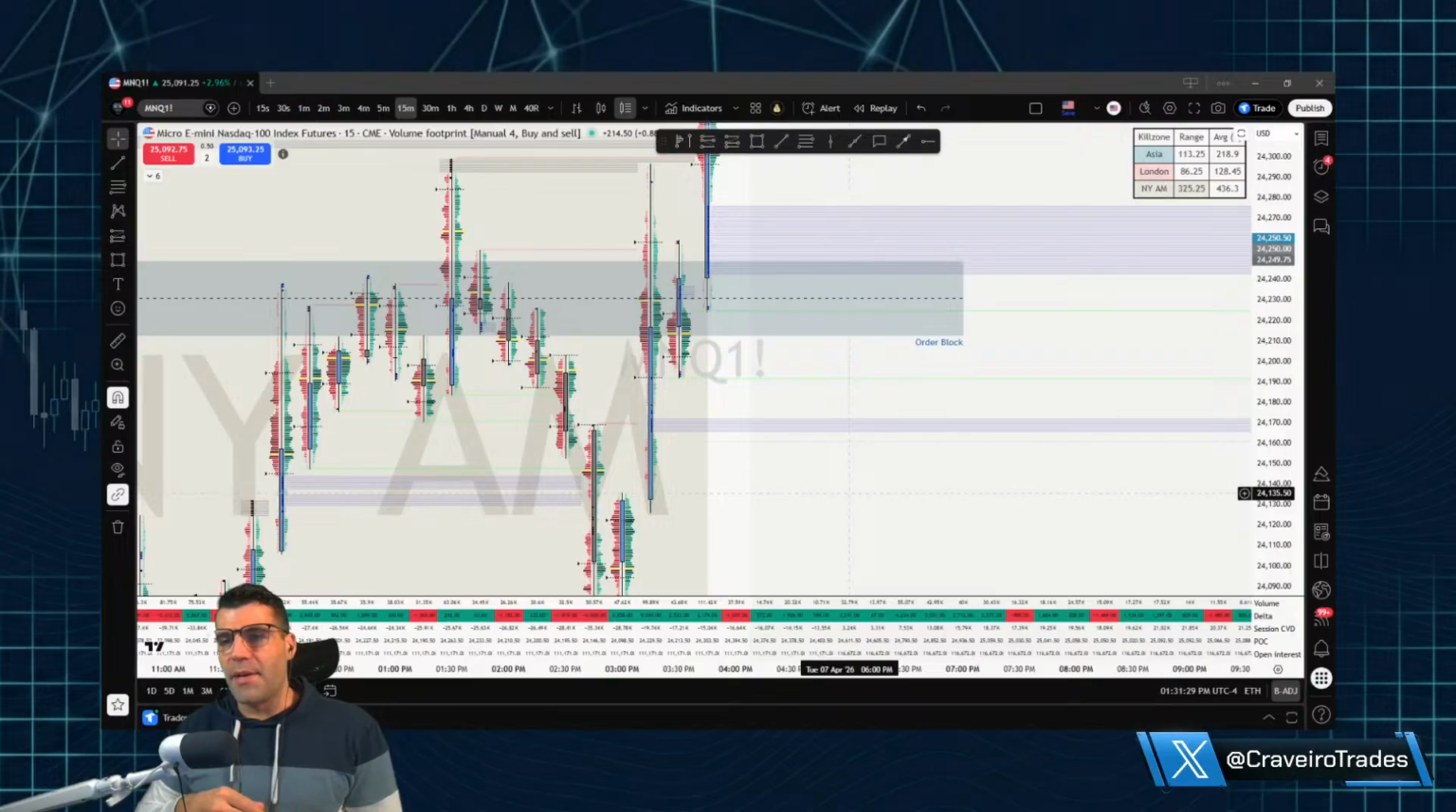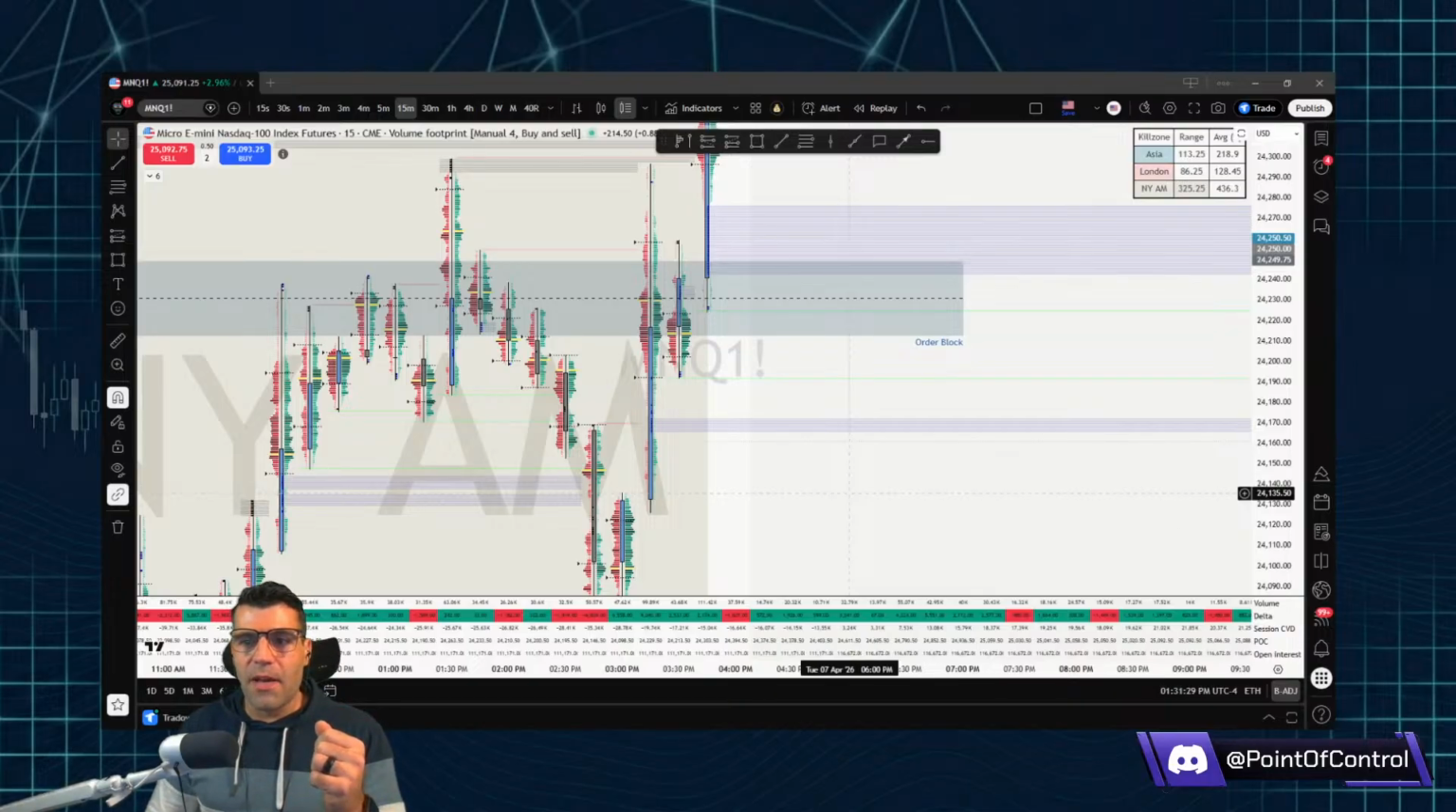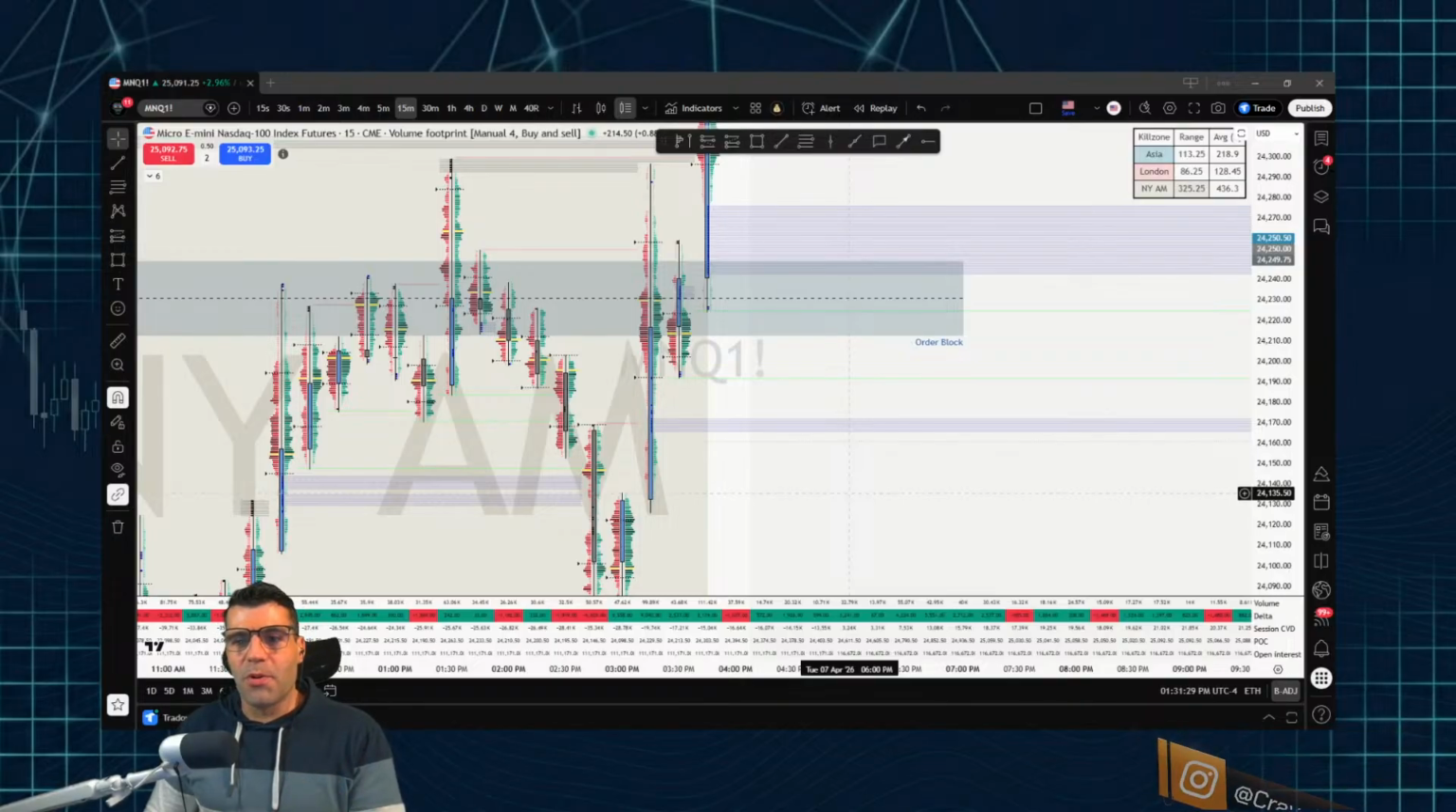All right, I could say this breaker block is my condition, and ideally I would want to see a rejection off of that breaker block and an inversion, which would be a totally valid trade idea without order flow, except if you zoom into this volume footprint profile. All right, this, again, is gibberish at the moment.